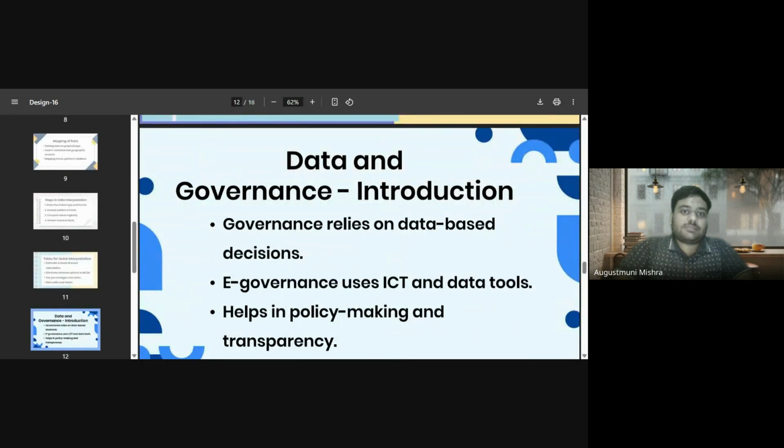Now, here is a data and governance introduction. Governance relies on data-based decisions. For example, if the government is forming the Digital India mission, they are working on the Digital India mission, so on the basis of data only, they are going to take decisions.